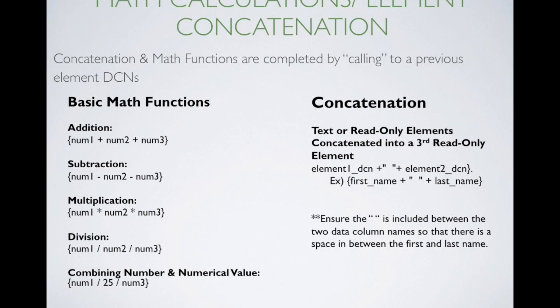Next, we have our math calculations and concatenation. The reason that these 2 types of JavaScript are placed on the same presentation page is because they're so similar in the way that you have this action occur. When you're doing the basic math functions, you'll use the squirrely brackets, and then in between the squirrely brackets, you'll use the data column names for the elements that you want to add, subtract, multiply, or divide. Concatenation is the same idea. So you have the squirrely brackets, and then within the squirrely brackets, you use that data column name, and you add those together.